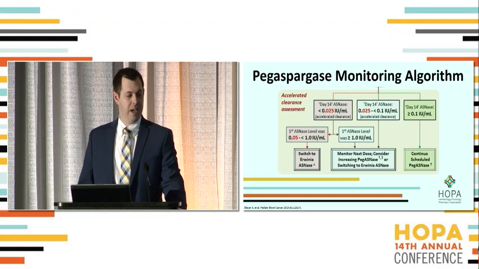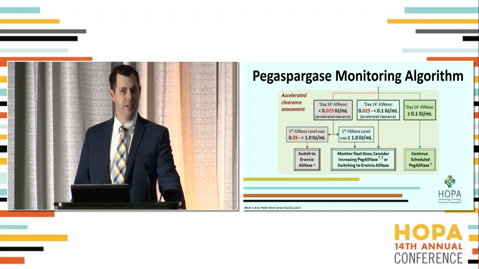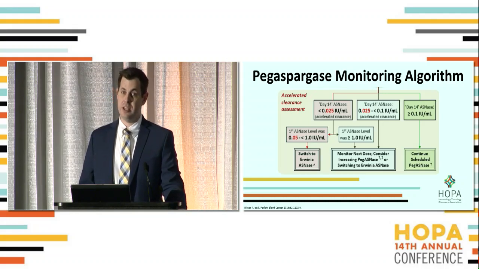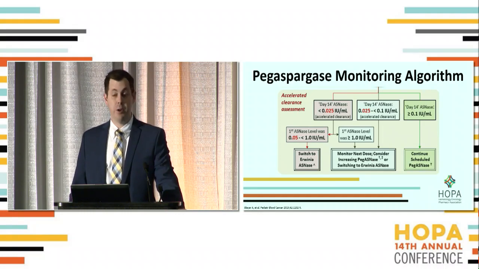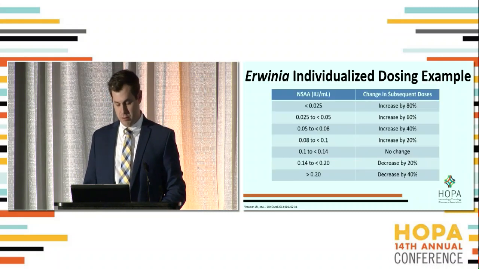Compare that to the right-hand side of this algorithm: day 14, if you're greater than 0.1, you're all good. You continue your scheduled dose. And if you're somewhere in between, it requires a lot of finesse. It requires thinking about, if your patient's on study, what are you allowed to do, what are you not allowed to do. So you should definitely continue monitoring. You can consider increasing your PEG asparaginase dose, although COG studies do not allow you to do that. Or you could switch to Erwinia asparaginase, which COG does allow. So that's what we have so far for PEG asparaginase.